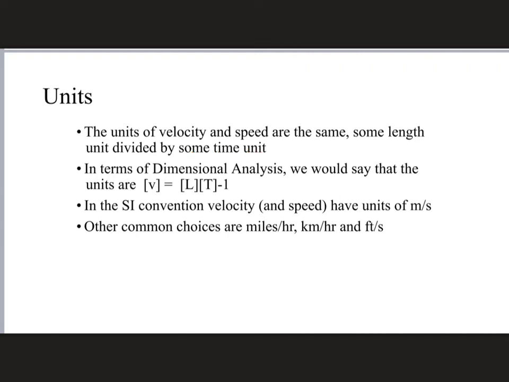Now, if you talk about something called dimensional analysis, where you break things down into their most fundamental units, you would write that the dimensions of velocity are length and then time to the -1 power. That should be to the -1 power there. In the SI convention, that is the metric system that is typically used in math and science, velocity and speed generally will have units of meters per second. But as I mentioned, other common units are also available.